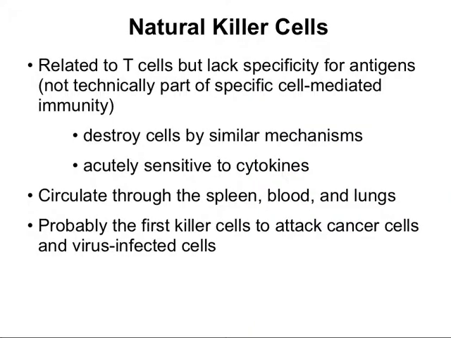Before we move on, let's consider one last type of cells, the natural killer cells. They're related to T cells, but they lack the specificity for the antigens, so they're not technically part of the specific cell-mediated immunity. However, they do destroy cells by similar mechanisms, and they are acutely sensitive to the cytokines released by these cells. Natural killer cells circulate through the spleen, through the blood, and the lungs, and they're probably the first killer cells to attack cancer cells and virus-infected cells. However, again, they lack the specificity of antigens. They don't need the MHC proteins or antigen presentation in order to be activated.